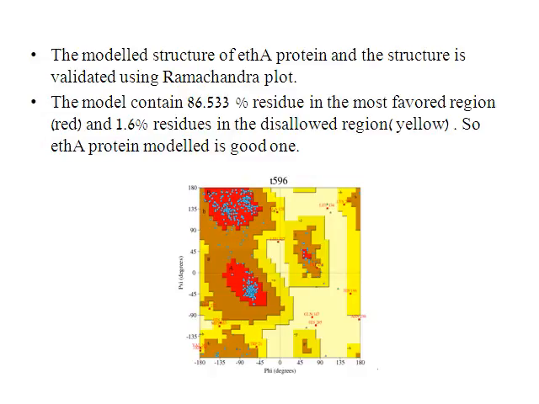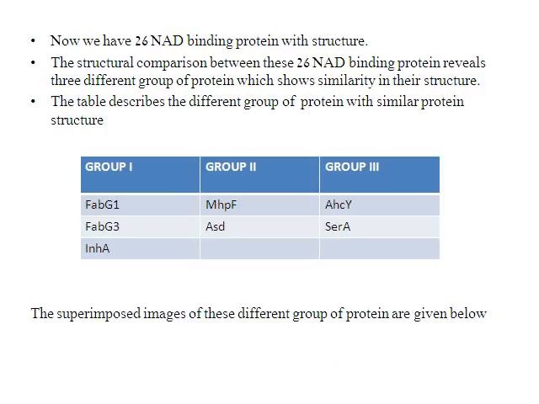Then, while we have compared the protein structures, we have grouped them into 3 different groups. For group 1, FabG1, FabG3 and INHA have the same structure, and for group 2, MHPF and AST have the same structure, and for group 3, AHCY and SCRA have the same structure.